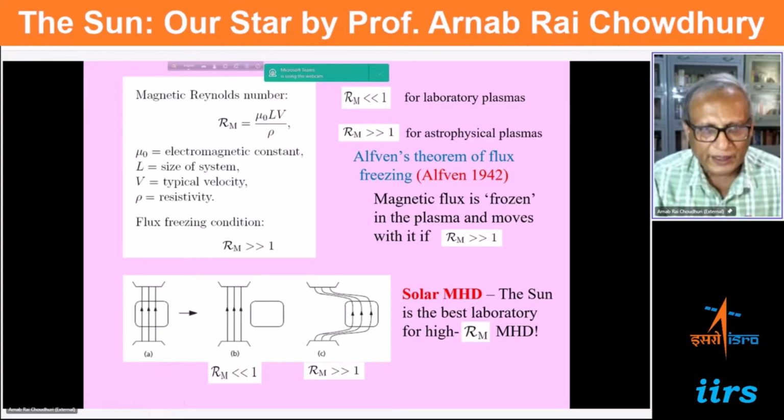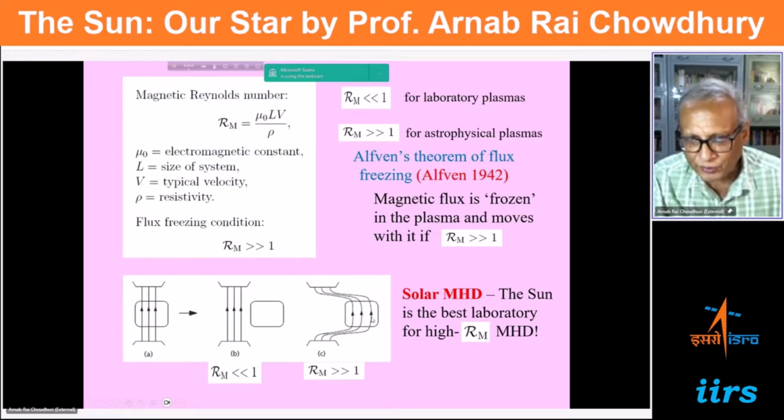Suppose you have a block of plasma between the pole pieces of a magnet, and suppose this block is moved sideways. Then what happens? In the case of low magnetic Reynolds number, nothing special happens. The plasma blob is moved here and the magnetic field remains back as it was. But in the case of a high magnetic Reynolds number, because of Alfvén's theorem of flux freezing, the magnetic field has to remain frozen in the plasma blob. So when the plasma blob is moved here, the magnetic field has to take up this kind of configuration.